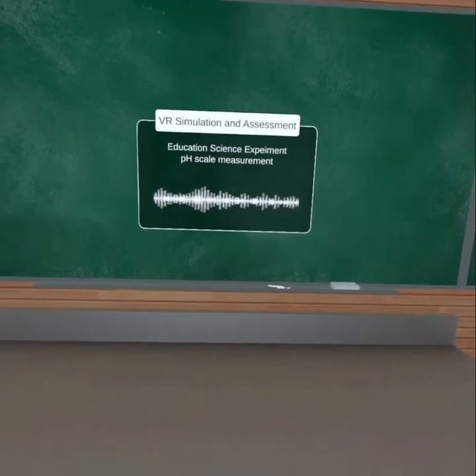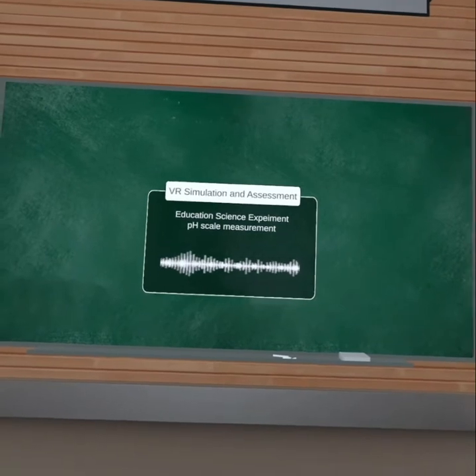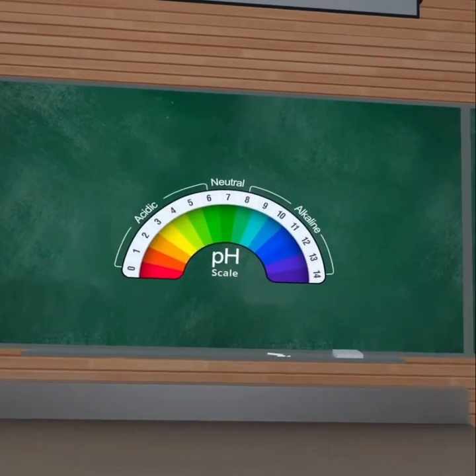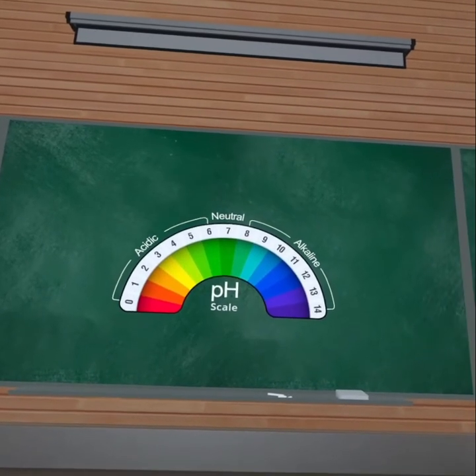Welcome to the chemistry lab. Today, we will learn how to find the pH of acids and alkaline. pH is a measure of hydrogen ion concentration to determine the alkalinity or acidity of a solution.